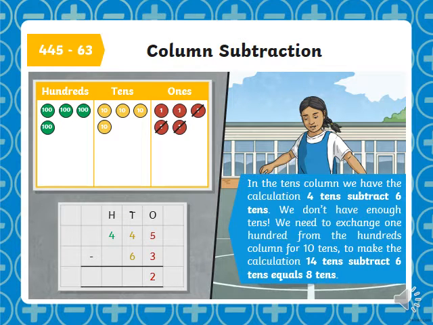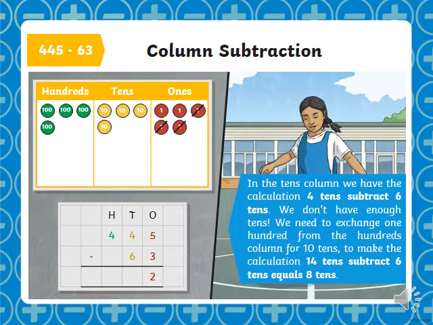We now need to move over to the tens. So in the tens column we have to subtract 6 tens from 4 tens. So we start off with 4, we need to take 6 of them away. Can we do that? No. If I have 4 tens, I can't take 6 of them away. So actually we have to knock next door to the hundreds.